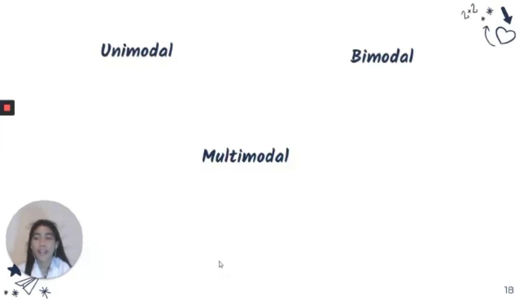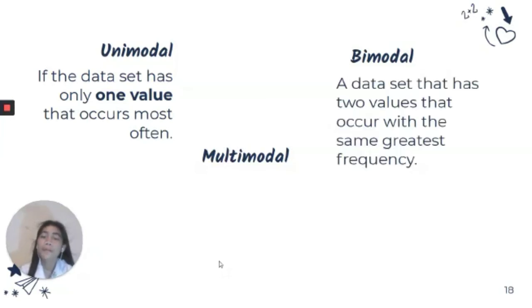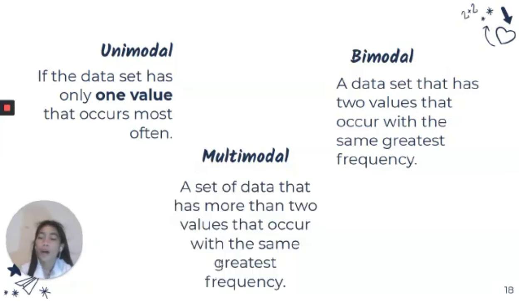May tatlong different kinds of modal po tayo. Ang una, ang unimodal. Ang unimodal, if the data set has only one value that occurs most often. Ito po yung may isang pinakamataas na frequency lang po doon sa given na data. Kapag may dalawang pinakamataas na same greatest frequency, tinatawag po siyang bimodal. Pero kapag madami po, halimbawa more than 2 values that occur with the same greatest frequency, ang tawag po natin dito ay multimodal.